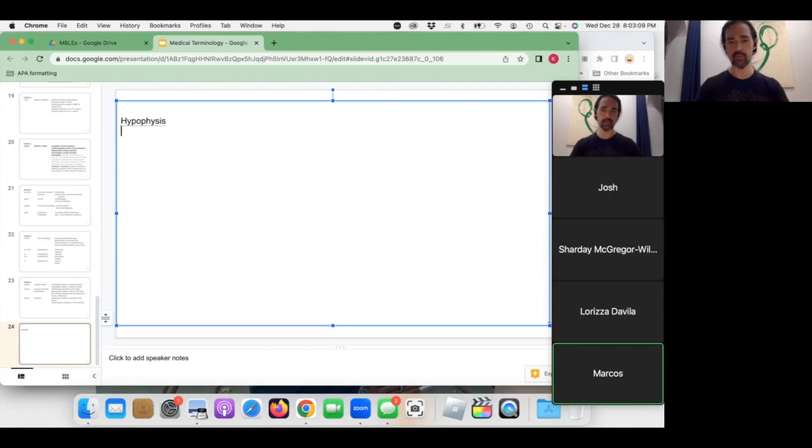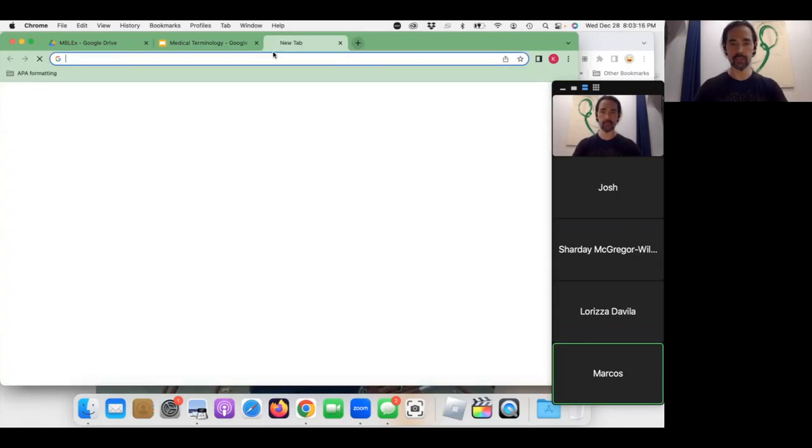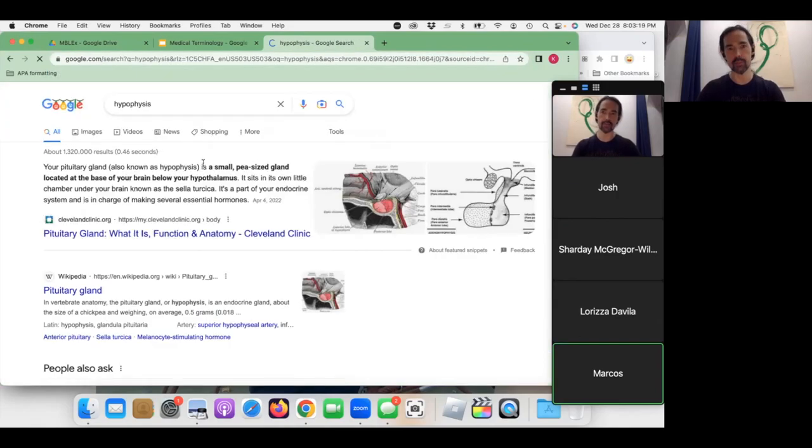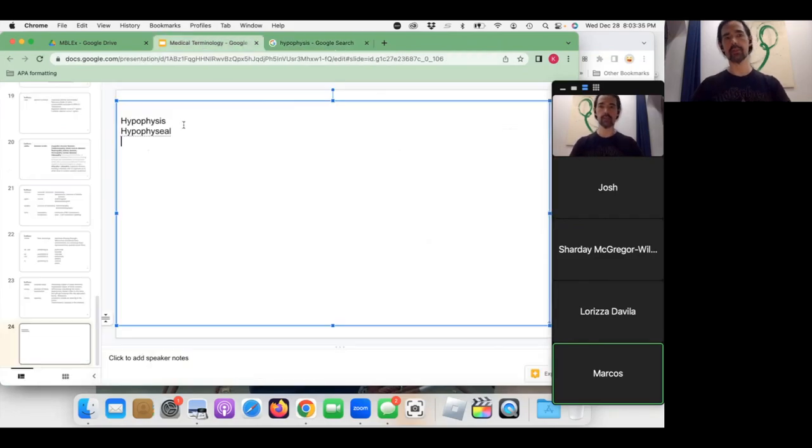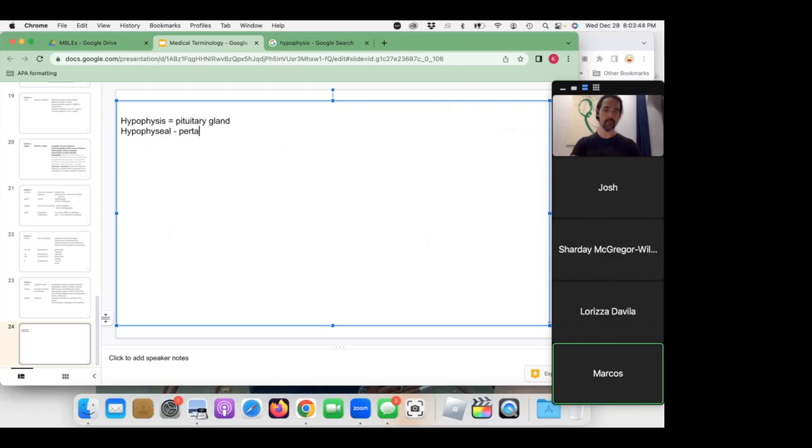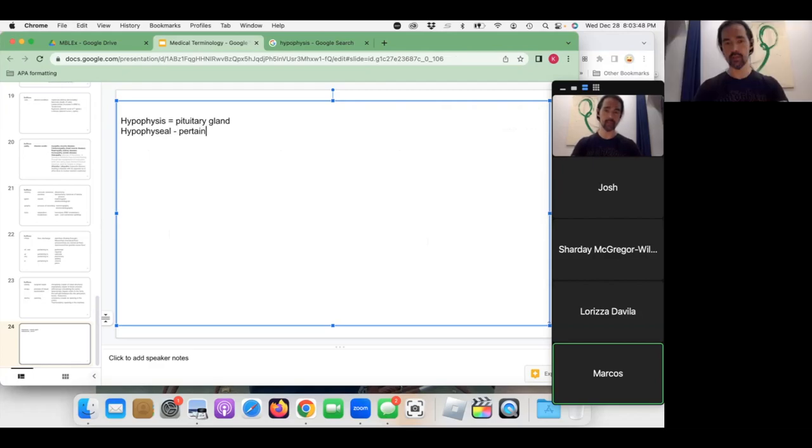And the area at the bottom of the brain is referred to as hypophyseal. And if you look at the hypophysis, maybe I'm spelling it wrong. Hypophysis, base of the brain, bottom of the brain. This is also the pituitary gland. I do not have a good image, but it doesn't matter. So the pituitary gland, and pertaining to the pituitary gland.